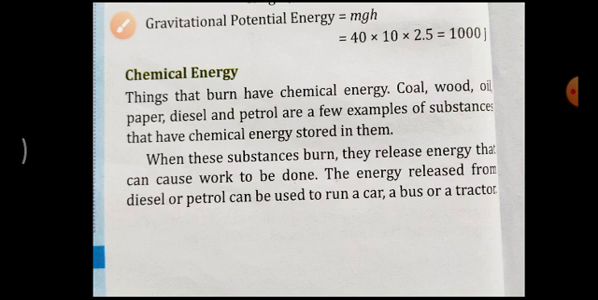Okay. So when these substances are burning, at that time they are releasing chemical energy. The energy released from diesel or petrol can be used to run a car, a bus or a tractor. Yes, in all the vehicles we are using petrol or diesel to run them. So we are getting that chemical energy from substances like coal, wood, oil, diesel and petrol. After burning, they release energy. Okay. So this one is about chemical energy.